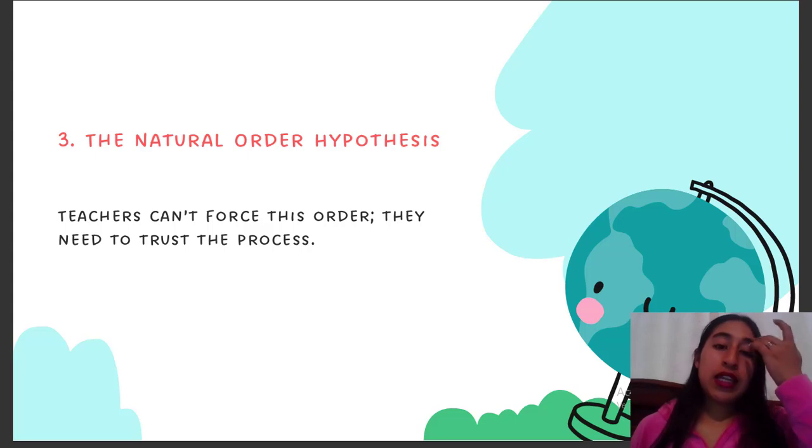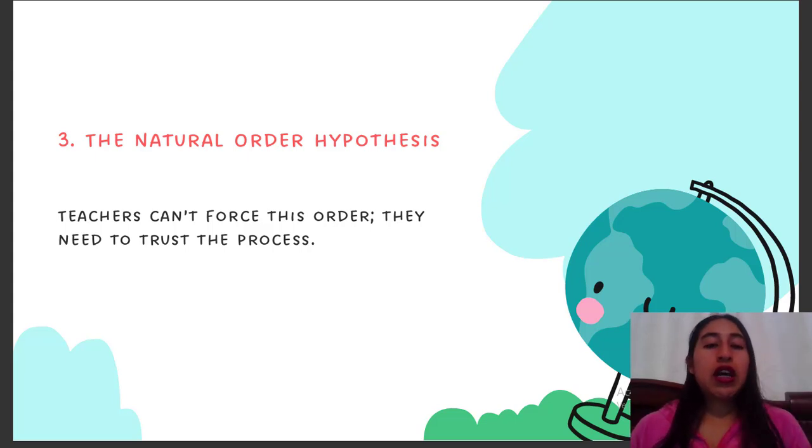The third is the natural order hypothesis. According to Krashen, we don't learn grammar rules in the order they are taught. Instead, there's a natural order that our brains follow when we acquire language. Some grammar points come earlier, some later, and teachers can't force this order. They need to trust the process.